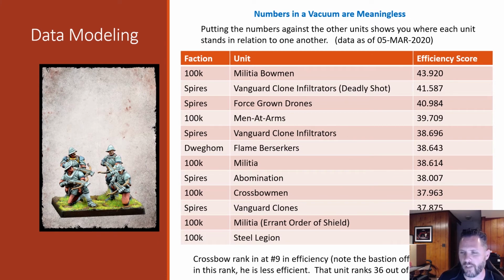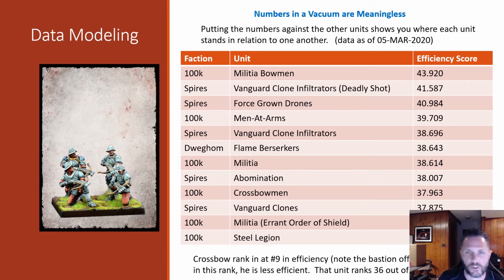We see that the Vanguard clone infiltrators, oh look at that. Not only do they have super high output, they're also really efficient. Force-grown drones, real cheap for what they do. They don't have a huge amount of output, but they don't cost very much either. And now think about the intangibles, which is Ferromancer healing those and adding more to that unit as you try to kill them. This is a very efficient unit, and I wouldn't be surprised to see a lot of these as screens out in the real tables, especially once more things get released. I still think force-grown drones are a good choice.